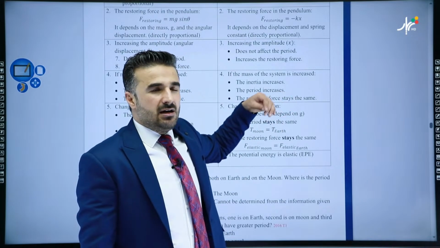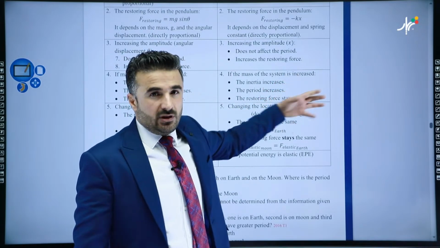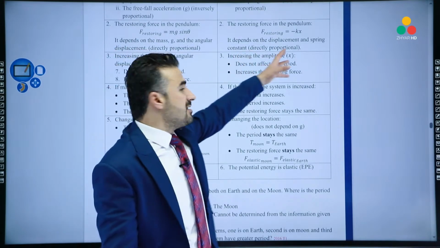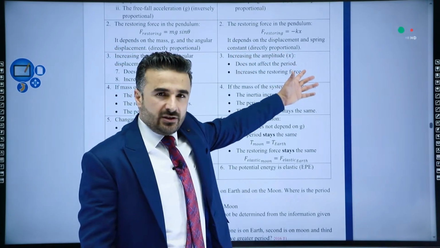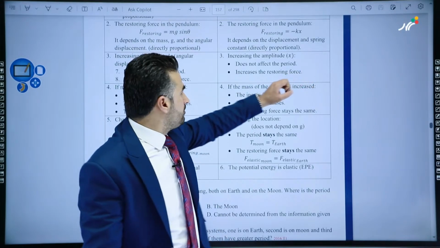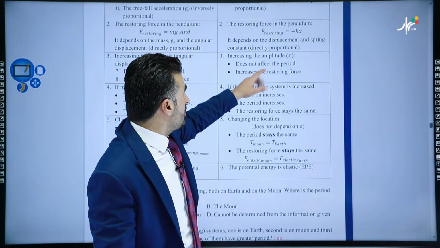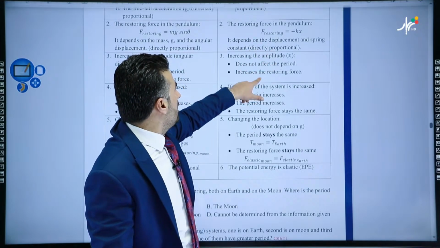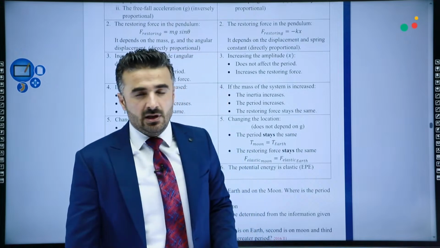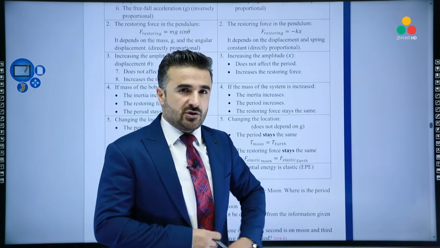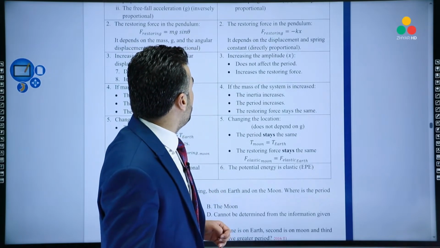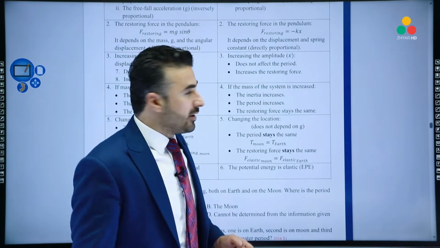Okay. And if the period increases, will it have any effect on the restoring force? The answer is no. I think I've skipped number 3. Increasing the amplitude would have no effect on the period, don't forget. But of course, it will increase the restoring force, because the restoring force of a pendulum, if we use gravitational force versus elastic force, is mg in this case, and the restoring force will get bigger.